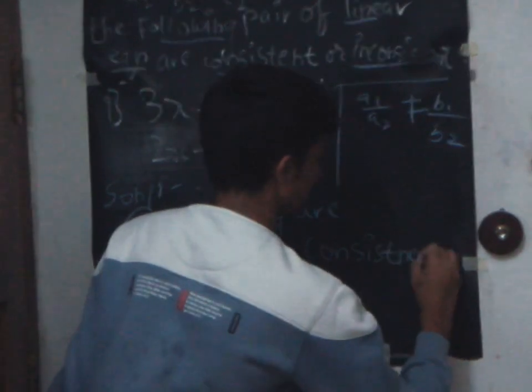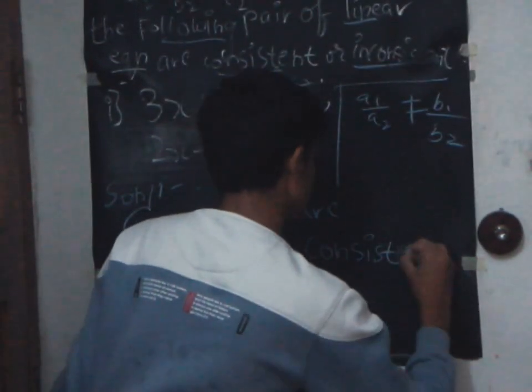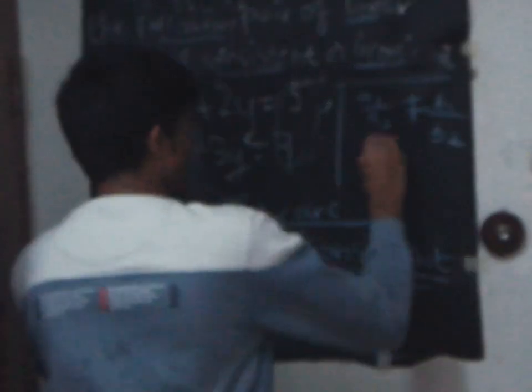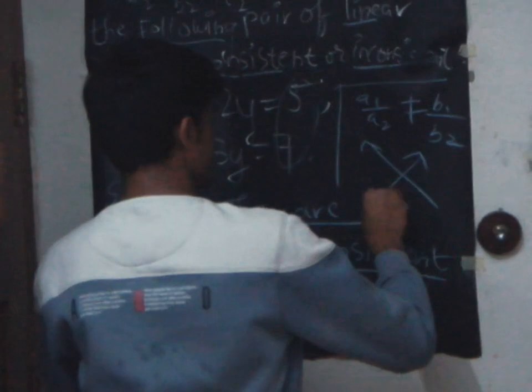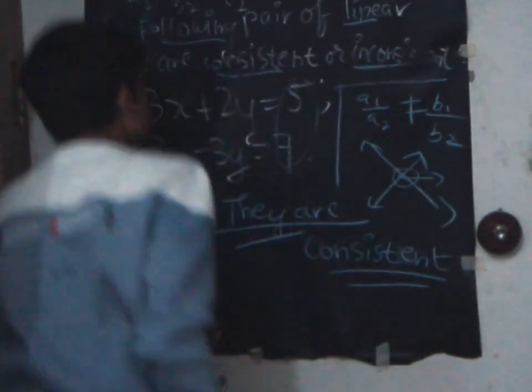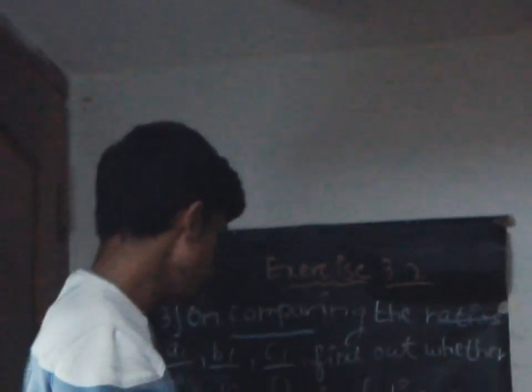Consistent, because they are intersecting lines. Intersecting lines have one point, and it gives a unique solution. We call it a unique solution. This will be the answer for the third question and the first sub question. Please be assured that this will be the answer.